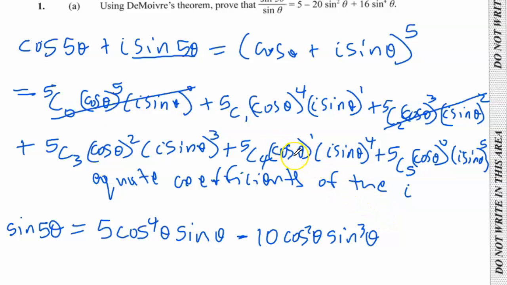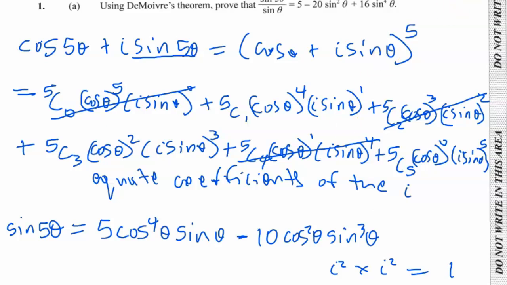Next term is this term, which would have i to the power 4. Now remember, i to the power 4 is i squared times i squared. Alright, i squared is negative 1, so it's negative 1 times negative 1, which is 1. So this term will not be a term that has i.